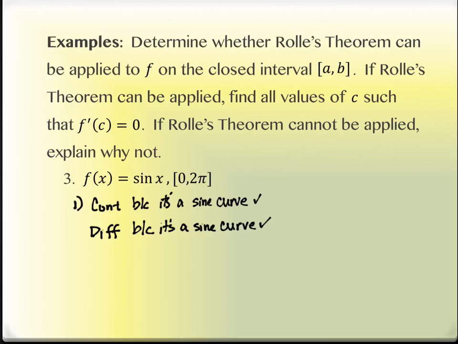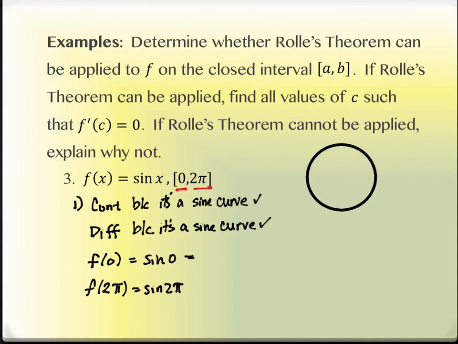So what I have to do is check the endpoints. So our interval is from 0 to 2 pi. So we check f of 0 and f of 2 pi. So we have the sine of 0 and the sine of 2 pi. I drew an image of a unit circle in the part that you guys were supposed to watch after class last time that I didn't have time for on a graph. So if this looks familiar, that's why.